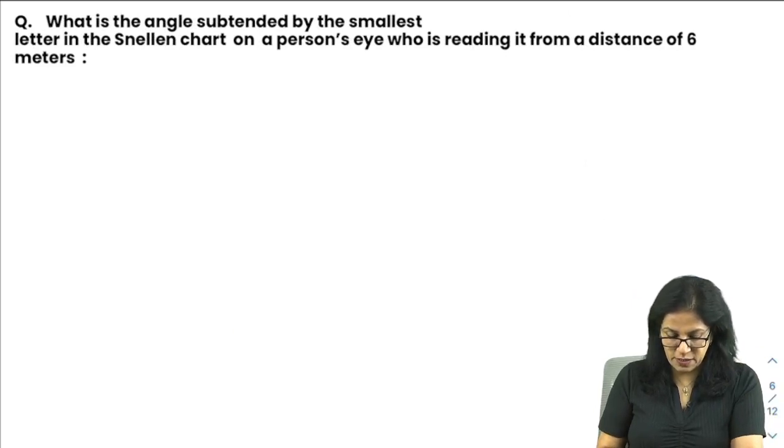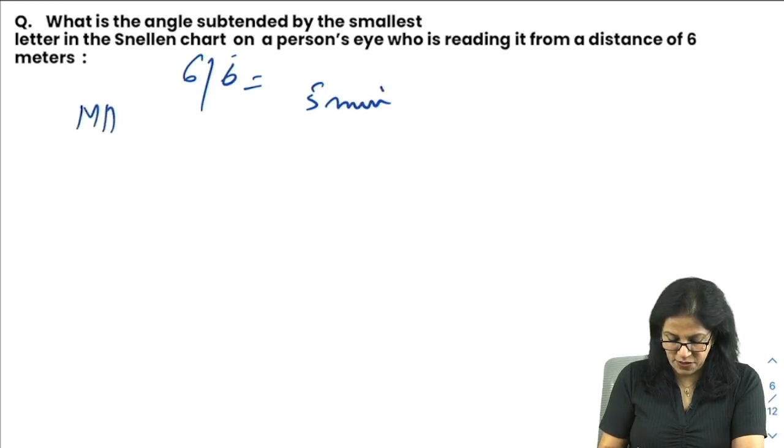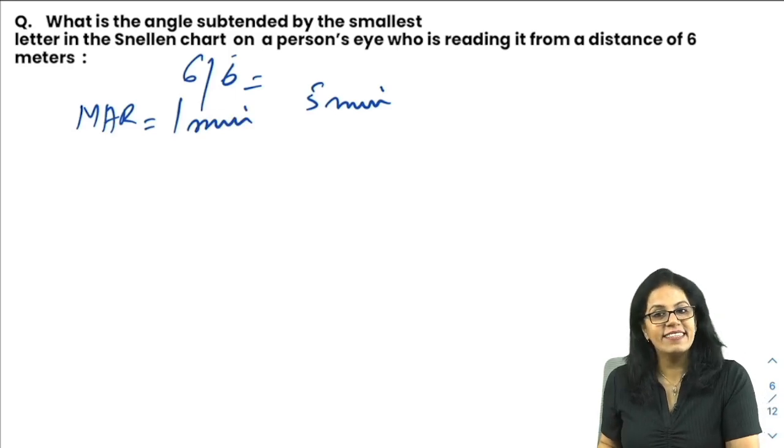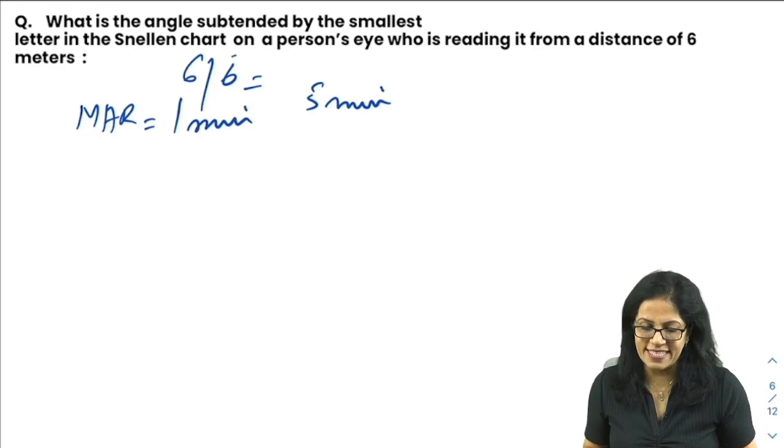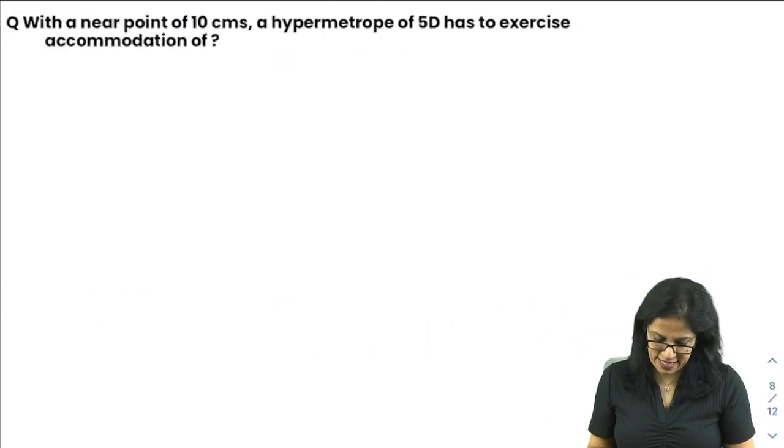Angle subtended by smallest letter in a person's eye who is reading a distance. So smallest is 6 by 6. So for 6 by 6, it has to be 5 minutes, and minimal, because minimum angle of resolution here will be 1 minute. Right? So this is another important question, a must to revise for NEET exam. We come to the next thing.